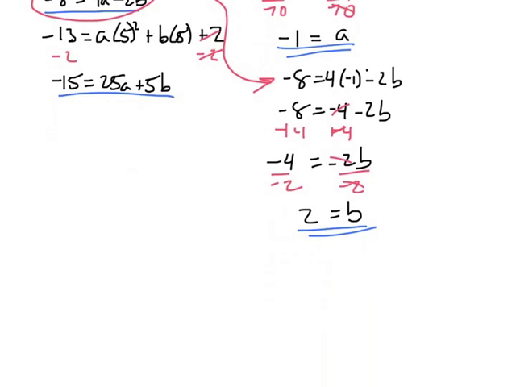Our a value is -1. Our b value is 2. So our equation is y equals -x squared plus 2x plus 2.